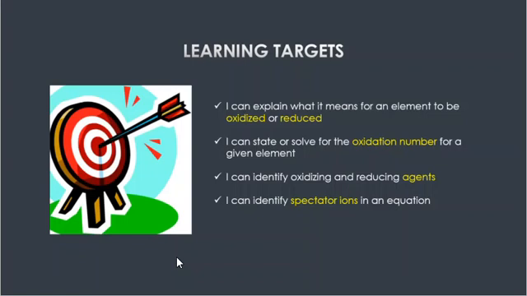After today's lesson, you will be able to explain what it means for an element to be oxidized or reduced. You will also be able to state or solve for the oxidation number of a given element. You will be able to identify what an oxidizing agent is, what a reducing agent is, and also the spectator ions in an equation.